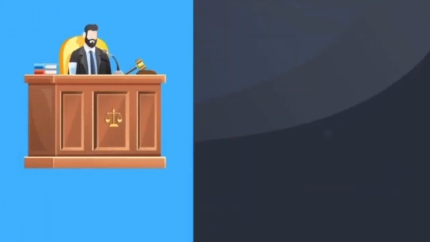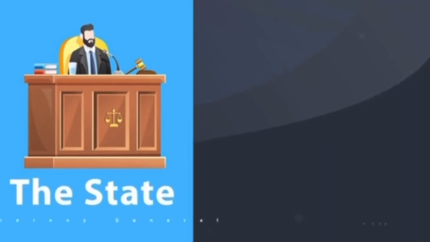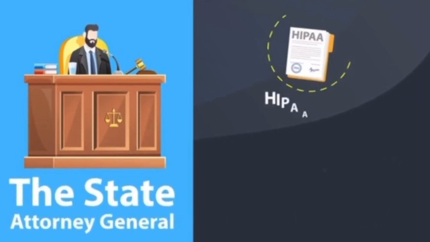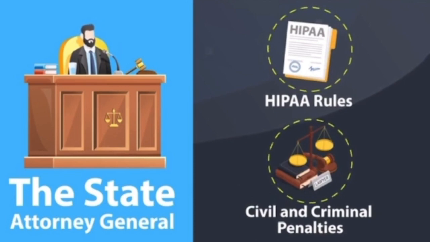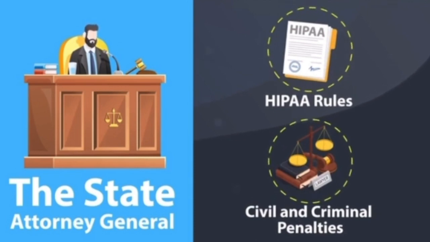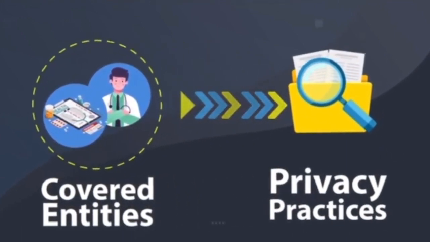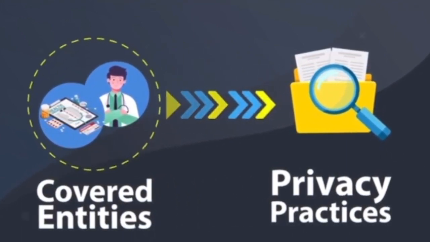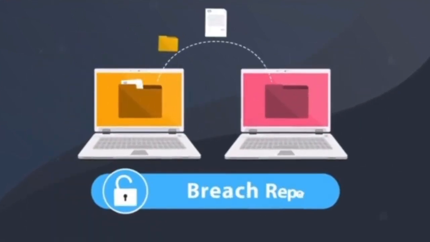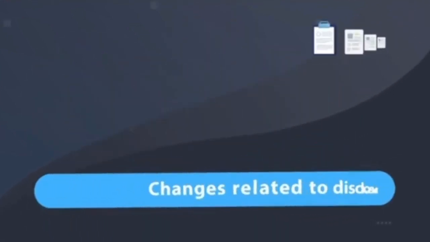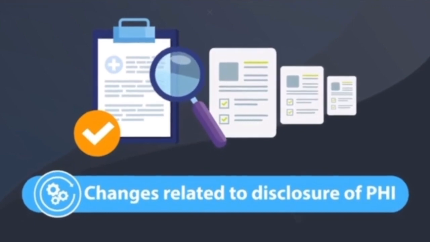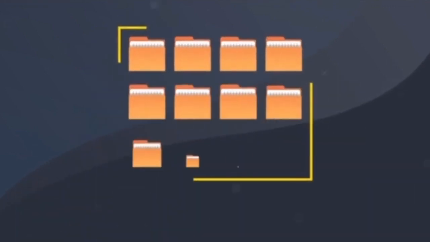The Omnibus Rule also gave the State Attorney General the authority to enforce the HIPAA rules and impose civil and criminal penalties against covered entities and business associates. Covered entities must also review and revise their notice of privacy practices to reflect the HITECH and Omnibus Rule changes, including the new breach reporting requirements, changes related to disclosure of PHI to health plans, plus the marketing and sale of PHI. Congratulations!